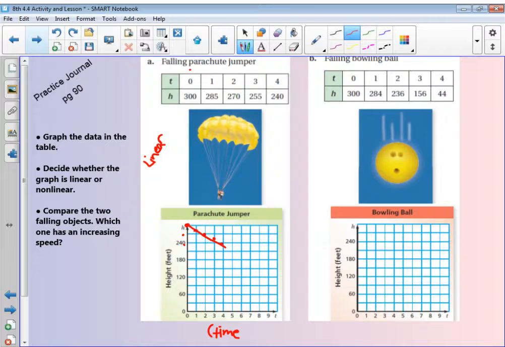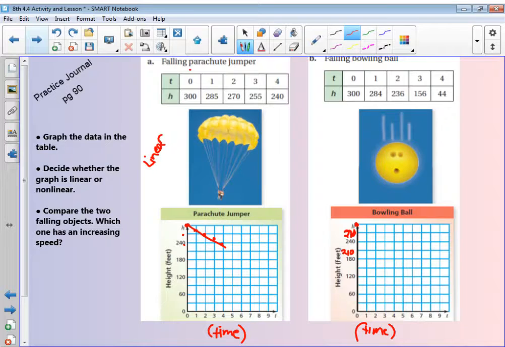Okay, so our falling bowling ball. Same concept, our graph is set up the same way. We have the time on the bottom once again. Okay, and every box that's going up for the height is worth 30. So like this would be our 270. Okay, this would be 210 here, and so forth. So at second 0, it's 300 feet above the ground. So they start off at the same point.